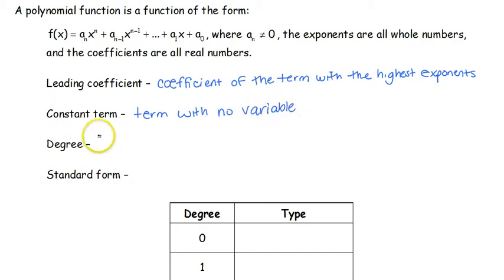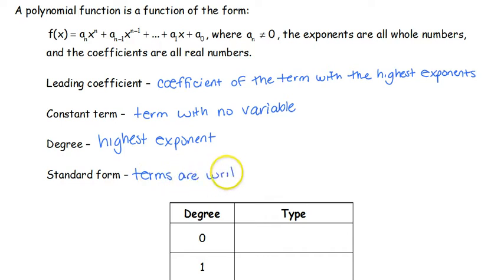The degree is the highest exponent. And again, it doesn't matter where that highest exponent is located. It could be the first term, it could be the last term, because it's not always going to be given to you in standard form. It's whatever term has the highest exponent. That exponential value is the degree of your polynomial function. And last is standard form. In standard form, your terms are written in descending order according to your exponents.